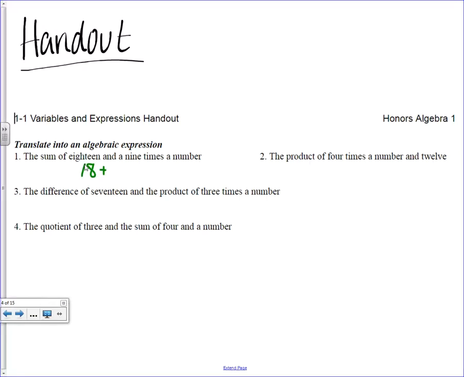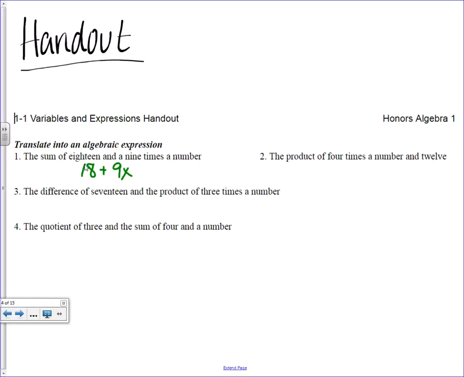How do I show 9 times a number? Do I know that number? What do you want to use? X, Y, A, B, I don't care, but don't use O. Fair enough? I also wouldn't suggest using L because L can look like a 1. Also wouldn't suggest using an S because if you get sloppy with your S's, what do they look like? 5s. Okay, so what do I put here? 18 plus X. Over to number 2.